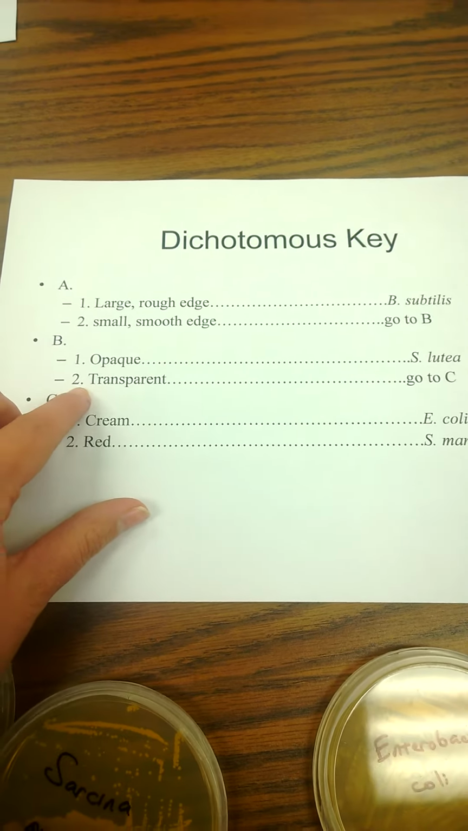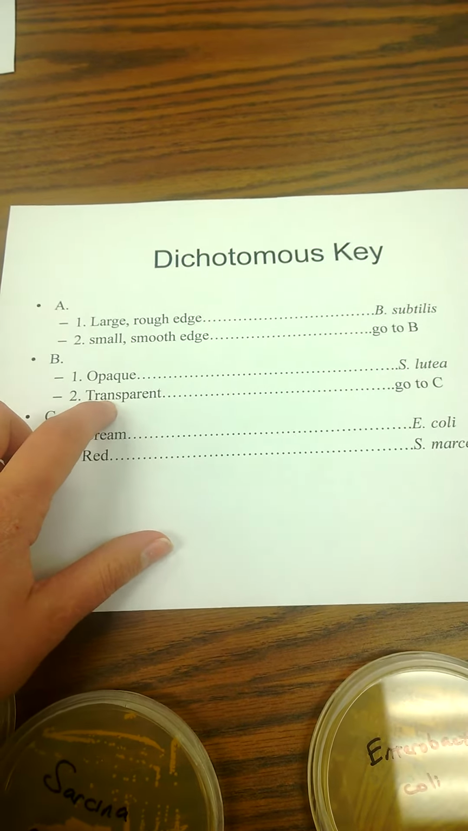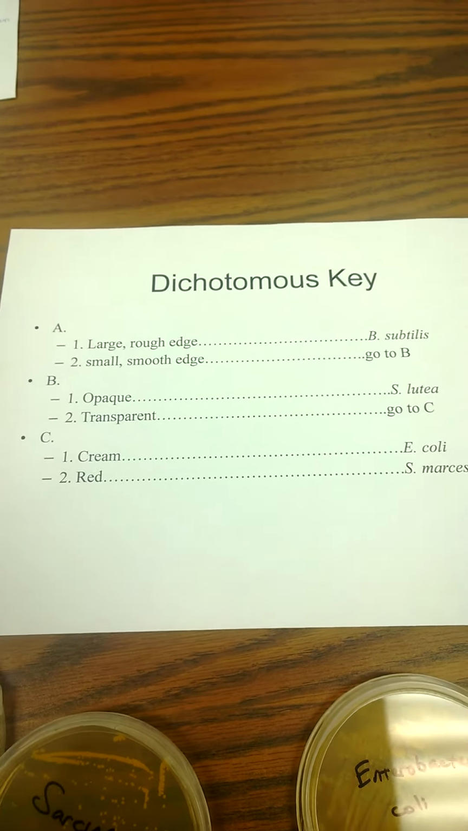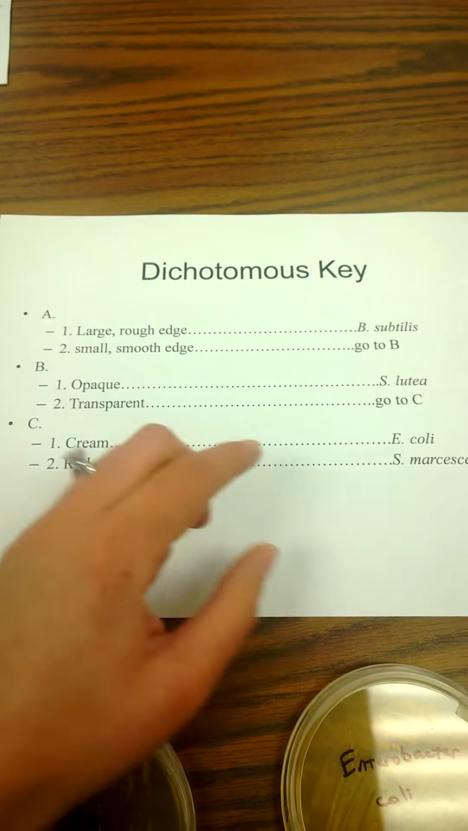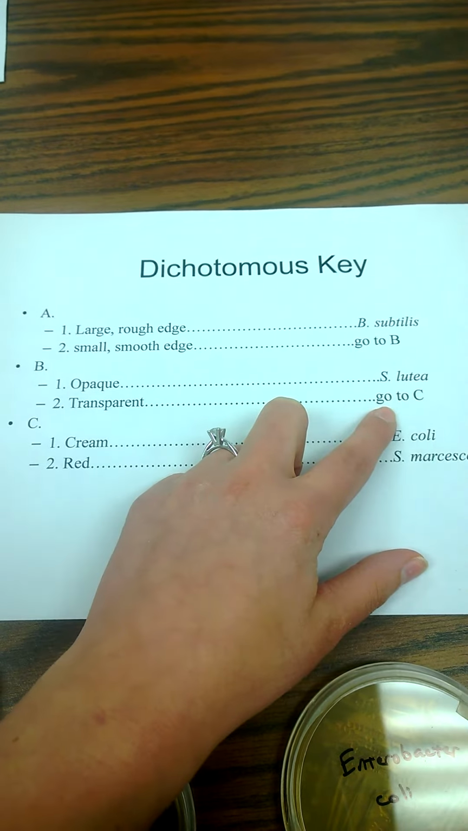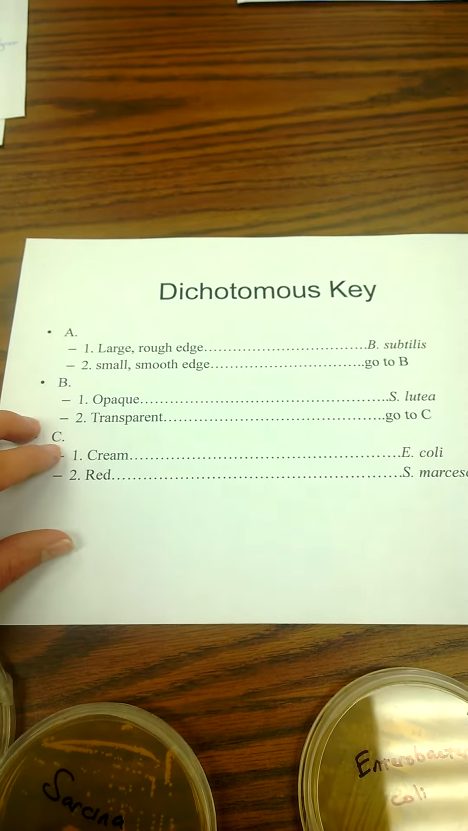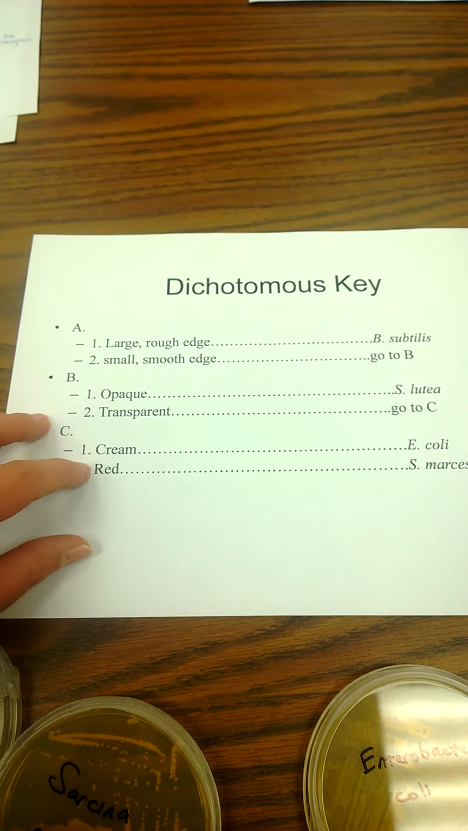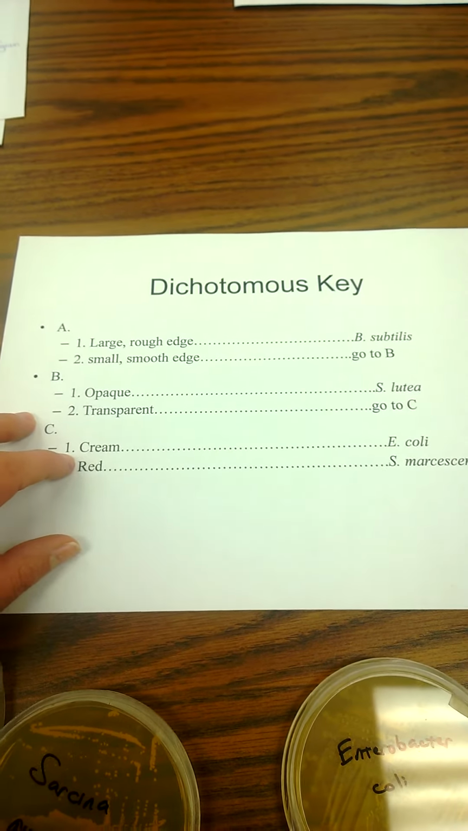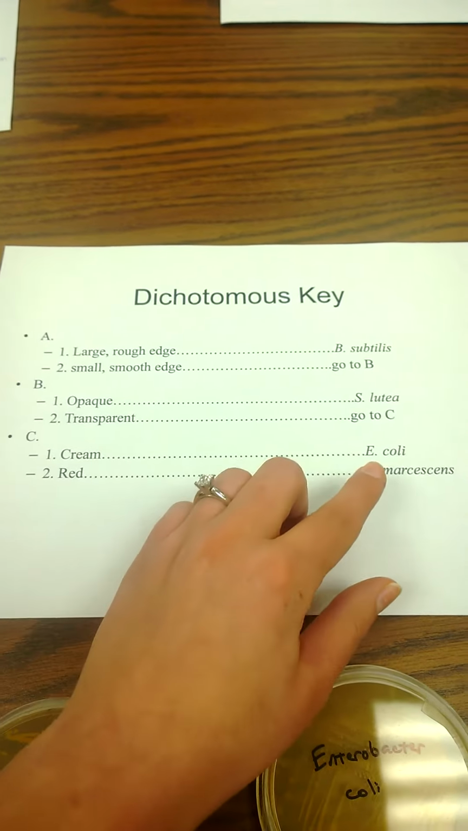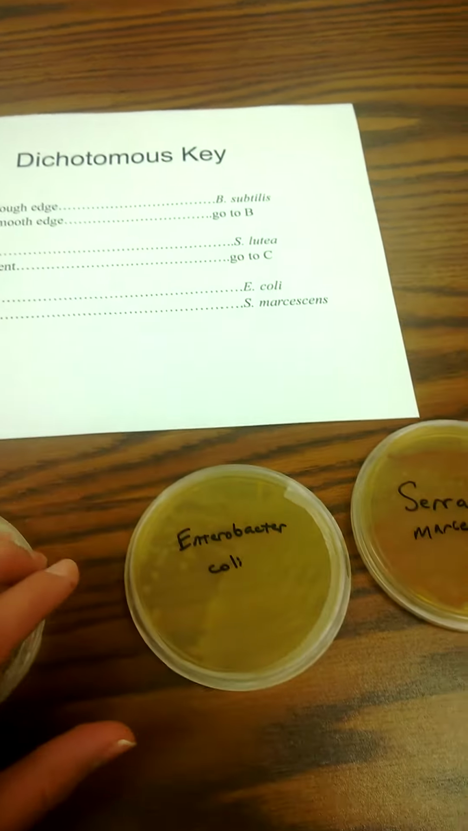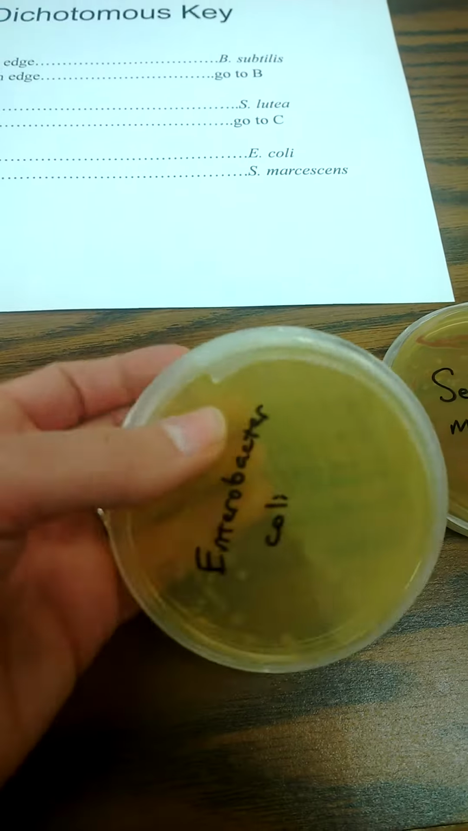Number 2 says, is it transparent, or can you kind of see through it? Does it have a very glossy, clear look to the colony? If so, it says go to C. Letter C, we'll go to number 1. Number 1 says, is the colony cream? If it is cream, then we know it's E. coli, which we can see here.